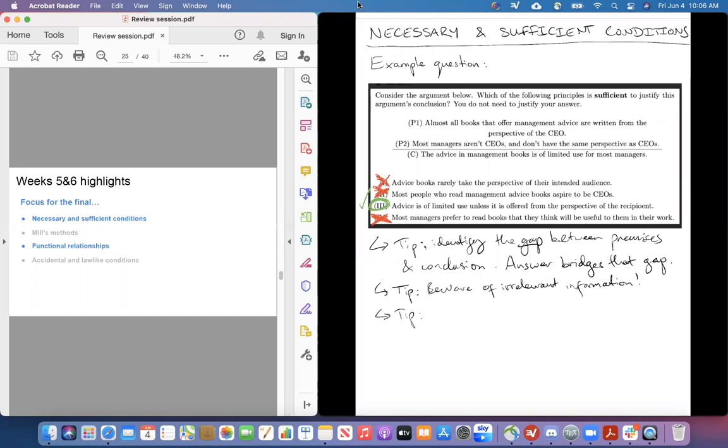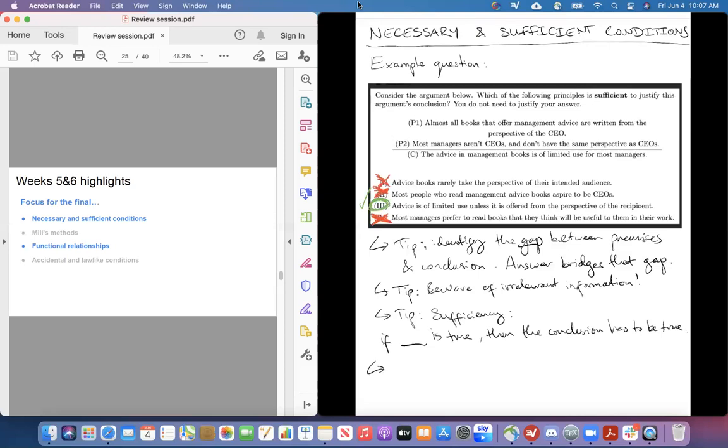Another tip. This is testing necessary and sufficient conditions. So one way to think about how to approach these questions is the following. Sufficiency, what does that mean? We've seen the definition of sufficient condition a million times. So think, if blank is true, then the conclusion has to be true. That's what it means for an answer choice to be sufficient to justify this argument's conclusion. And your job, of course, is to fill in this blank with the correct answer choice.